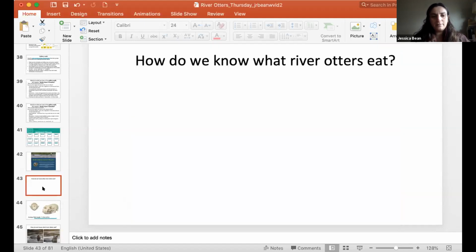So I want to ask you the question: how do we know what river otters eat? How might we find that out? That's a question that keeps coming up about otter food and what they need to survive. So how would we figure this out? I want to hear from you guys. What do you think we could do, pulling from your prior knowledge or what's possible to figure this question out? What kind of data or information would you need to gather?